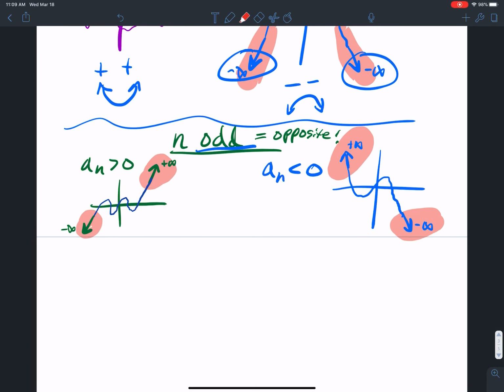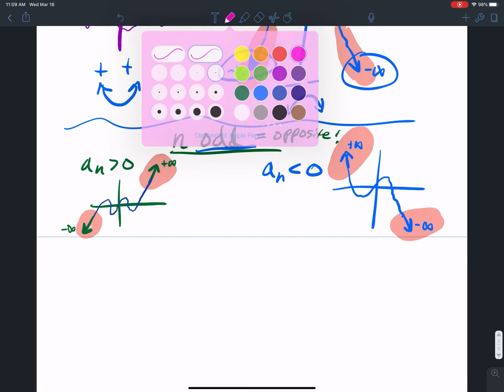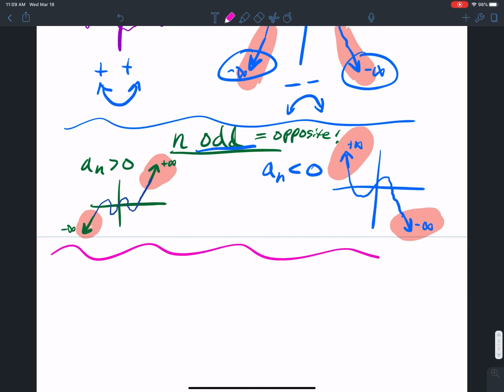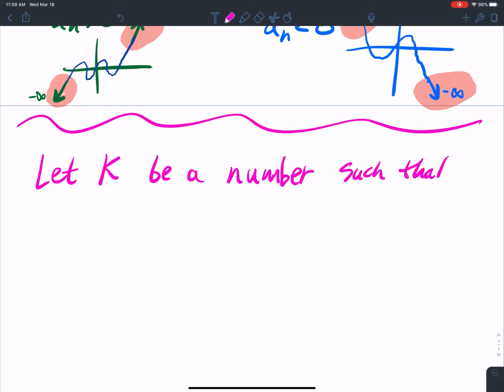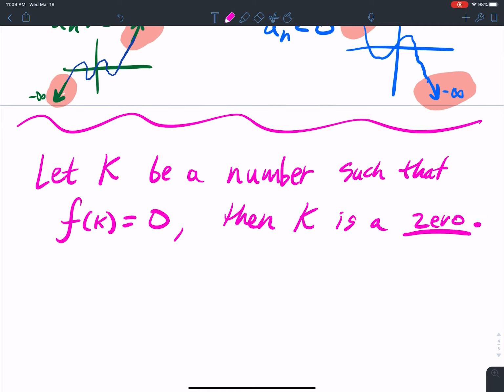Now, for the second part of 5.1, okay? Heading into some new territory here, but not really super new. Let k be a number such that if I plug that number into a function, I get 0. Then what does that mean? Then k, that number I plugged in, is a 0. So this is a definition for what a 0 is.